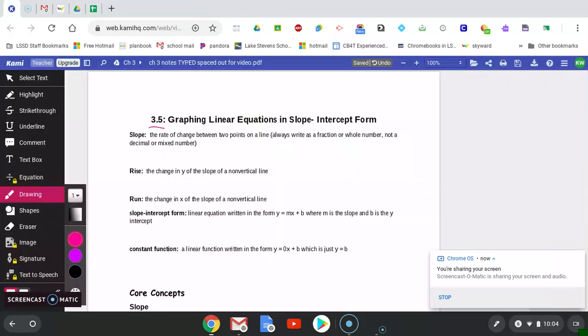All right. So today we're moving on to 3.5, which is graphing linear equations in slope-intercept form. This is the one you guys are more comfortable with. You did it a lot in the 8th grade math curriculum. So this one hopefully should feel like a nice review.